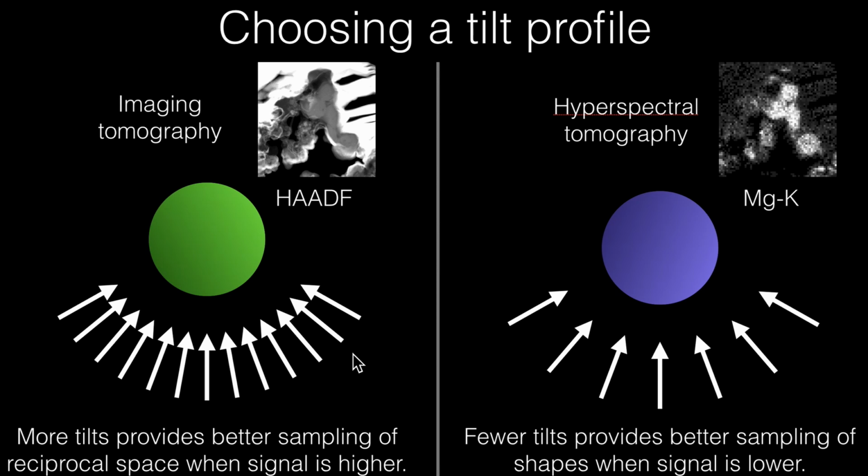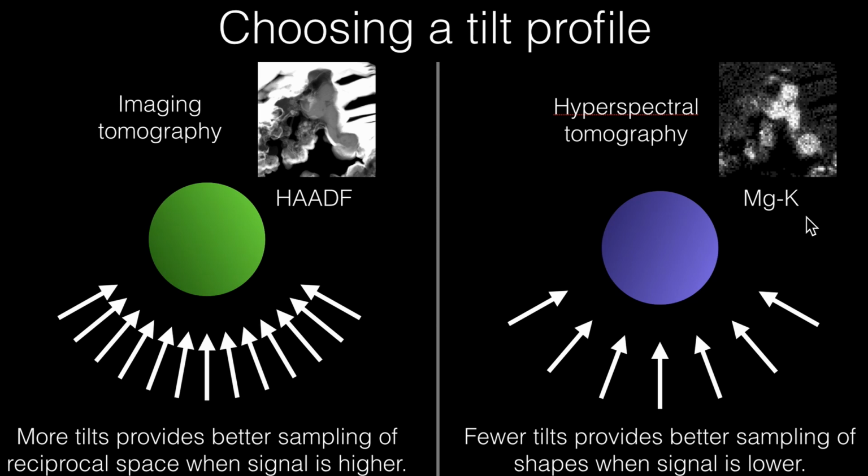So what you want to do is take fewer acquisitions, but get enough signal in each acquisition that you get an image that is recognizable. This is, for example, an image from one tilt. This is a magnesium K alpha X-ray signal from that sample. And if you want to do a reconstruction of where the magnesium atoms are, you want to have a single image look something like this.